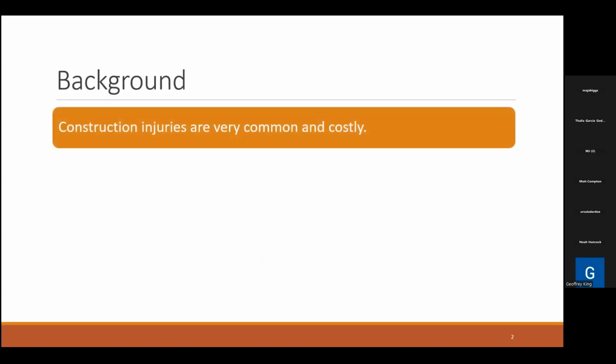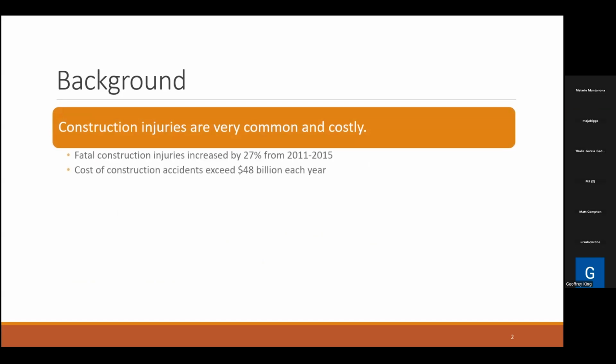Construction injuries are very common and costly. Fatal construction injuries increased by 27% from 2011 to 2015, which is when the study was done. And there were 200,000 non-fatal construction injuries in 2014, and the cost of construction accidents exceeded $48 billion every year.